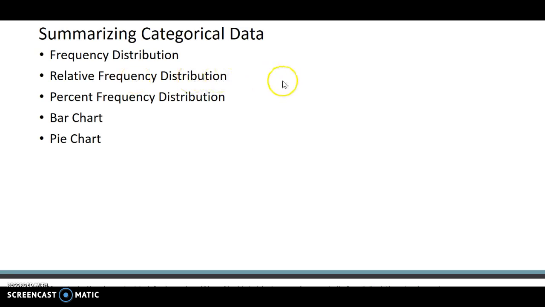Let's say we had 50 data items. 2 of them were in, say, a poor category. We take 2 divided by 50. That would be 0.04. So 4%, and that would be a percentage. We'll show how to do all this: bar chart, pie chart.